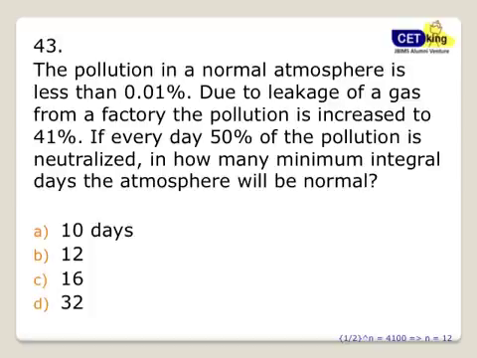So every day 50% goes down. How many days will it become neutral? AP series or GP series? 50% reduces every day, so GP series, where the first term is 41. If you get r, you are done with your answer.